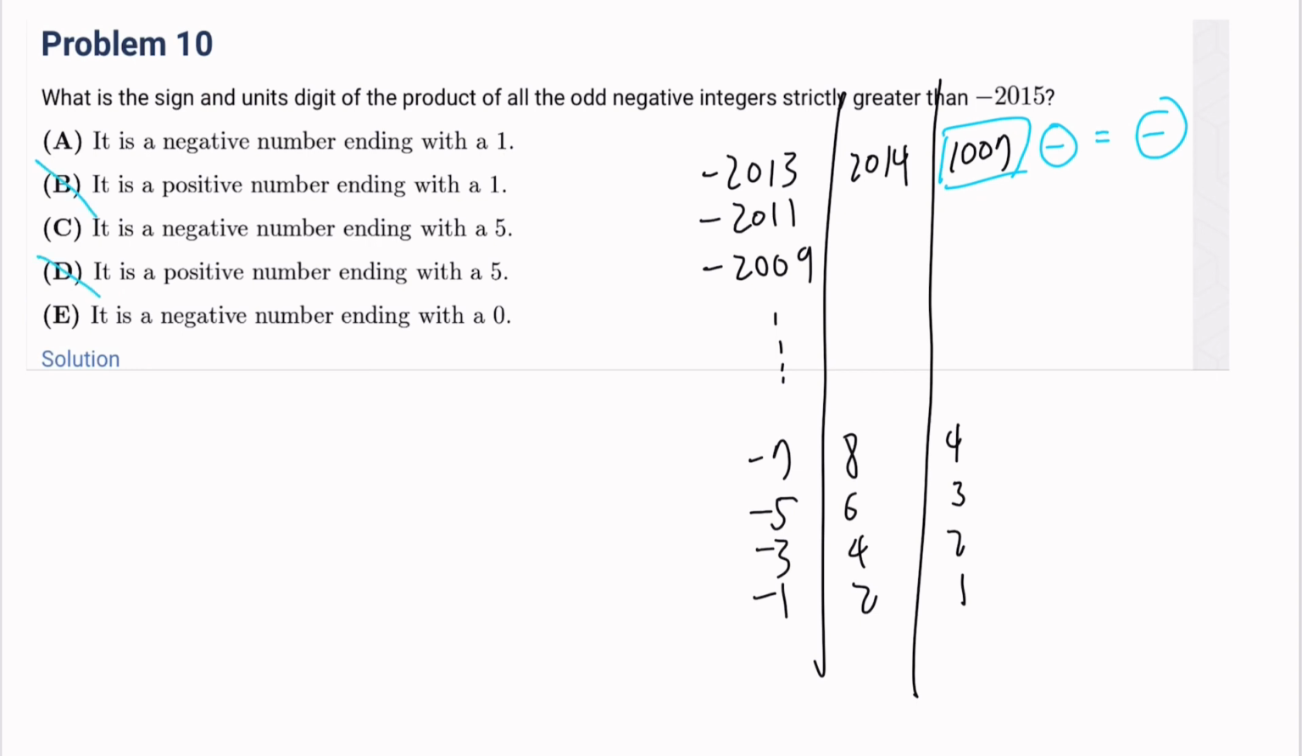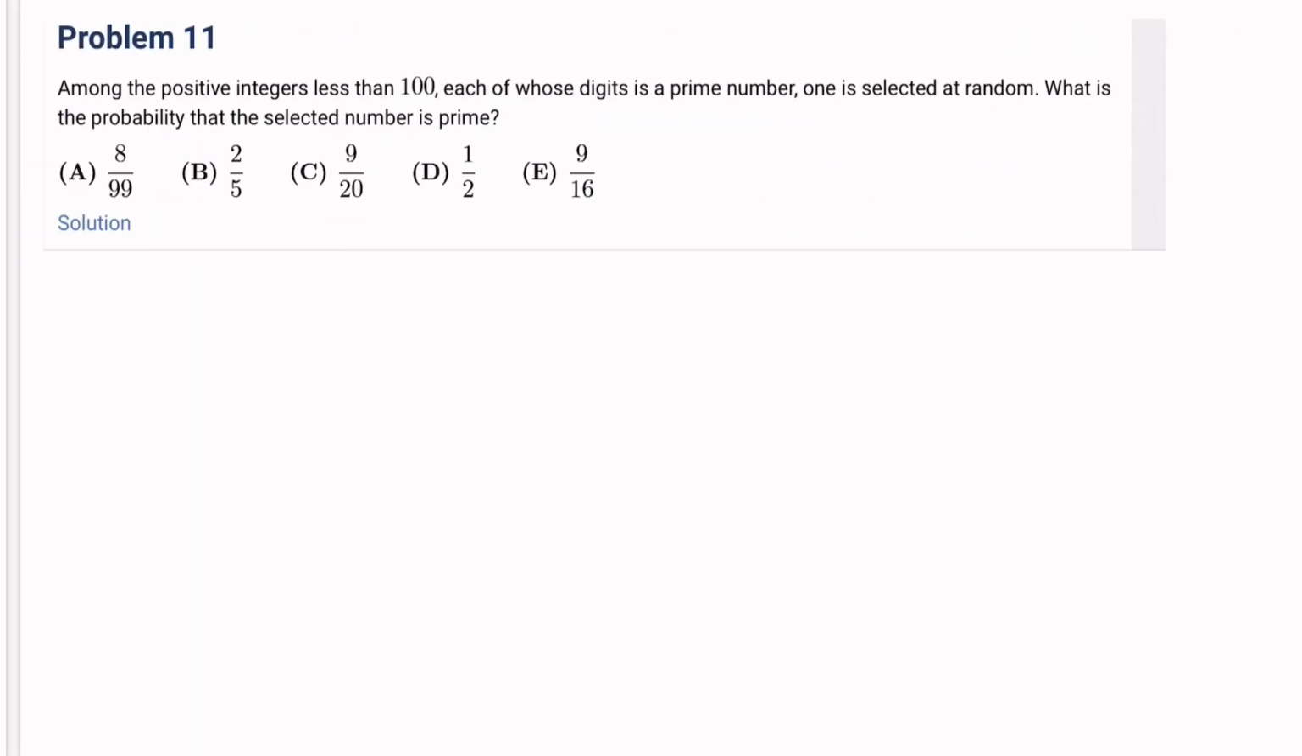And since they're all supposed to be negative integers, of course it can't end with a 0, so this is also wrong. And since it has 5 in it, of course it ends with a 5 because it must be a multiple of 5 and it can't end with a 0. So it ends with a 5 and it's a negative number. The answer is C.